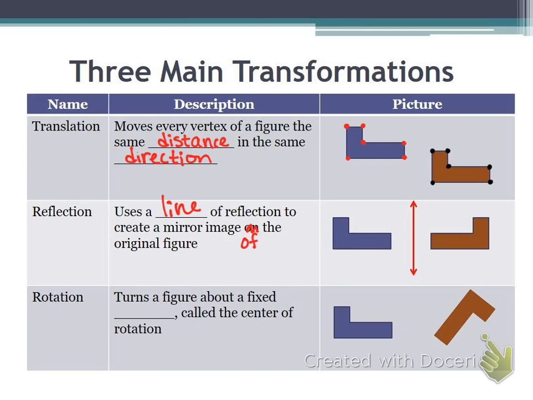Questions about reflections? Okay. Finally, we have a rotation, which turns a figure about a fixed point. That is called the center of rotation. Questions, concerns, need more time on this slide? Okay, we'll move on.